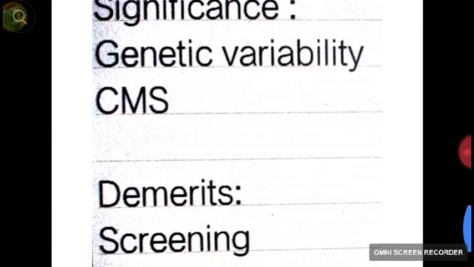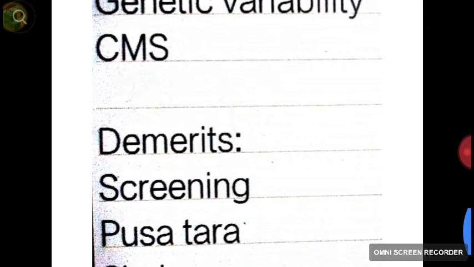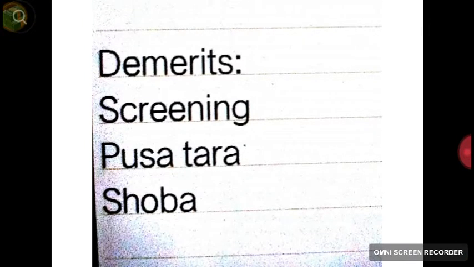Significance of mutations. Mutations provide genetic variability, and are the only source of variation when the desired genotype is not available in the population. They also induce cytoplasmic male sterility. Demerits: the frequency of spontaneous mutation is 1 in 10 lakhs and dominant mutation is 1 in 1000. Hence a large population should be screened, even though mutations are available in the M1 generation itself. Pusa Tara and Shobha are flower varieties obtained by mutations. Shobha is a variety of gladiolus.